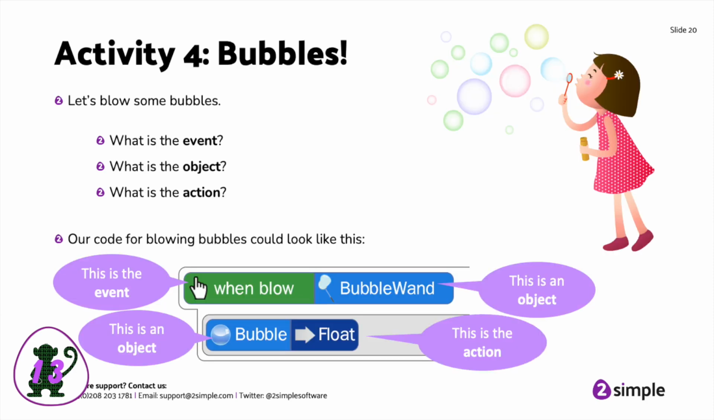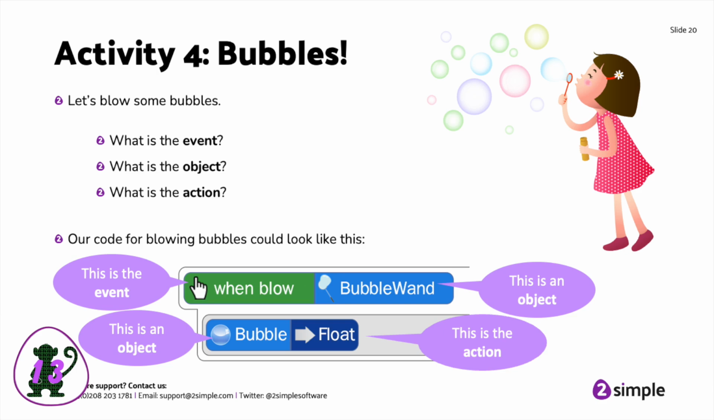Activity 4 explores bubbles. Ask children what the event shown on slide 20 is. Remind them that the event is what you do to make something happen. In this example, the event is to blow into the bubble wand. If pupils are vague and say blow rather than blow bubble wand, demonstrate by holding a bubble wand at a distance before blowing in the air and ask if that would work. Discuss the need for precise instructions.